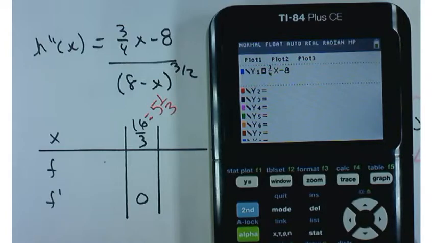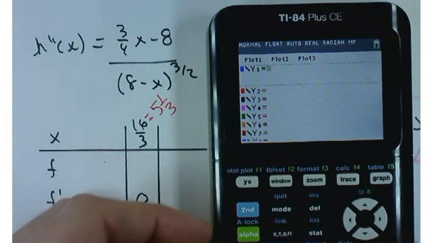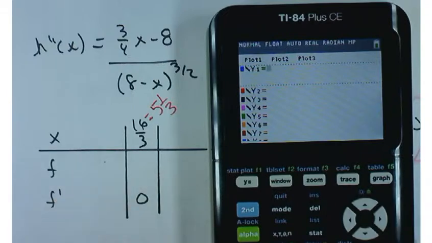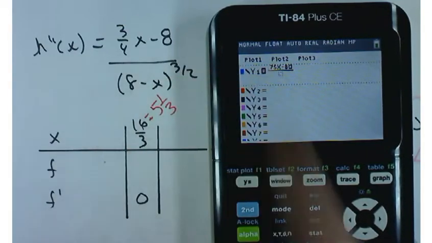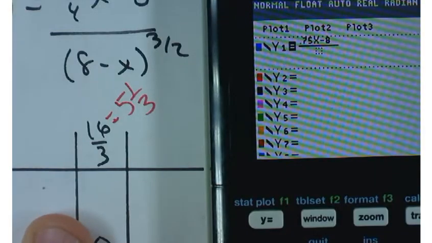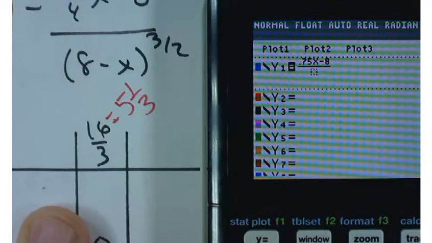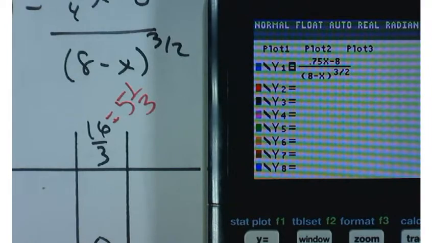You know what? I screwed up. Sorry about that. Let me start it again. Let's see. So I'll do alpha y equals, and then I'll do 0.75 x minus 8. So that's my 3/4 x minus 8 divided by parentheses 8 minus x raised to the 3 divided by 2 power. So pretty ugly expression, to be very honest. But it is what it is.